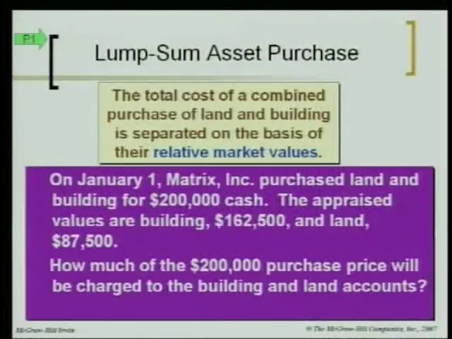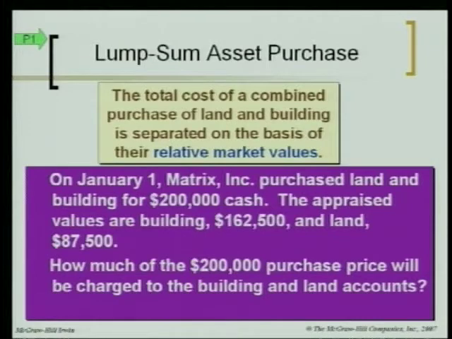What you're going to do, looking at the PowerPoints, and this is going to be best illustrated with an example, is separate them. You're going to allocate them based on their relative market values. Let's look at an example. On January 1, Matrix purchased land and building for $200,000 cash. The appraised values are building $162,500 and land $87,500. How much of the $200,000 purchase price will be charged to the building and land accounts?